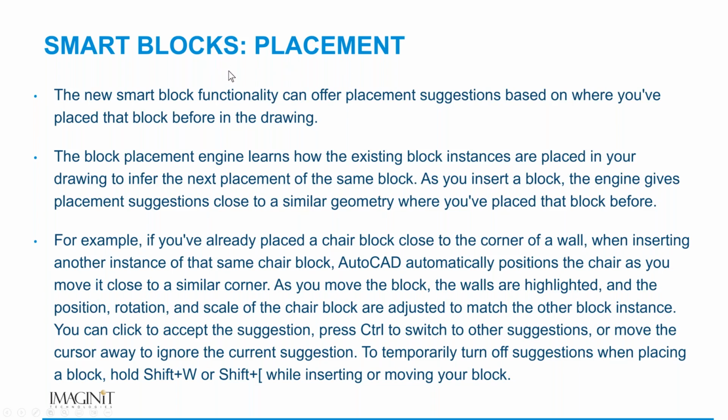So, smart blocks placement. There's some new smart block functionality that can offer placement suggestions based on where you've placed a block before in that drawing. The block placement engine learns how existing block instances are placed in your drawing to infer the next placement of the same block. As you insert the block, the engine gives suggestions as you get close to something. So if you've already placed a chair block to the corner of a wall, when inserting another instance of the same chair block, AutoCAD will find the corner of the wall when you get close to it, automatically position the chair, things like that.